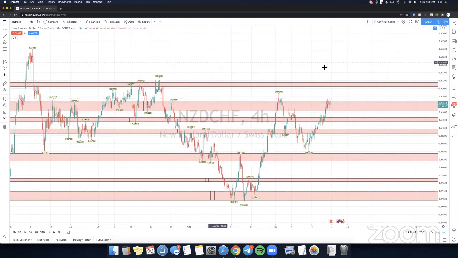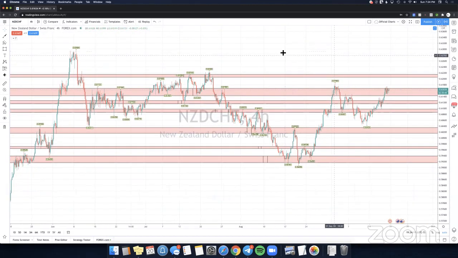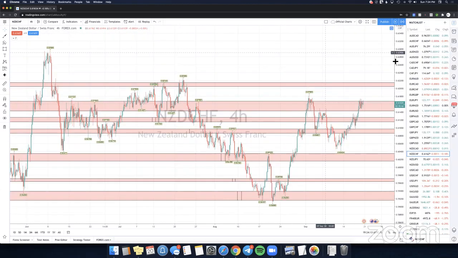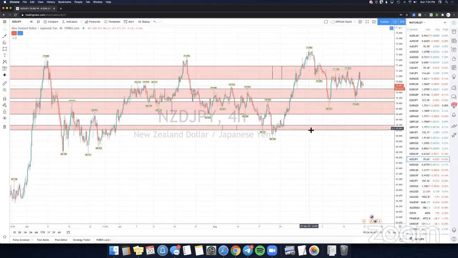But like I mentioned earlier, these NZD pairs are kind of tricky. So be careful when you trade any of these NZD pairs. So that's NZD CHF. Here goes NJ.